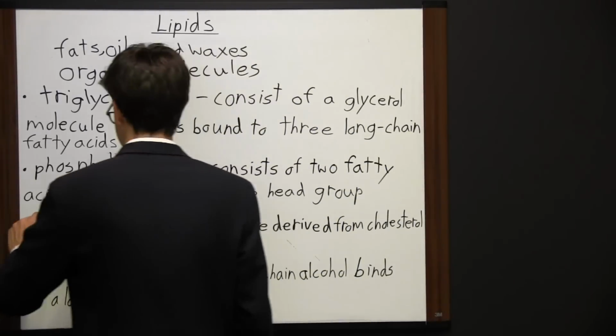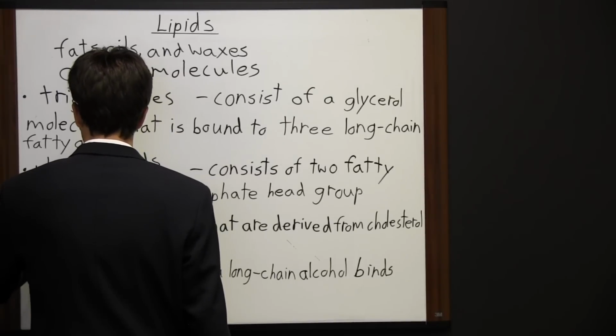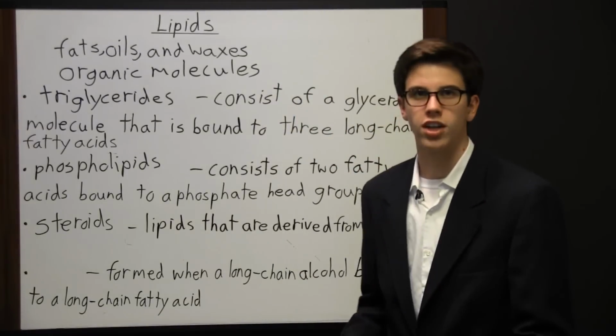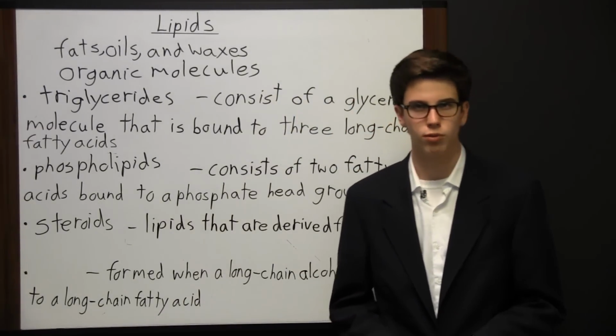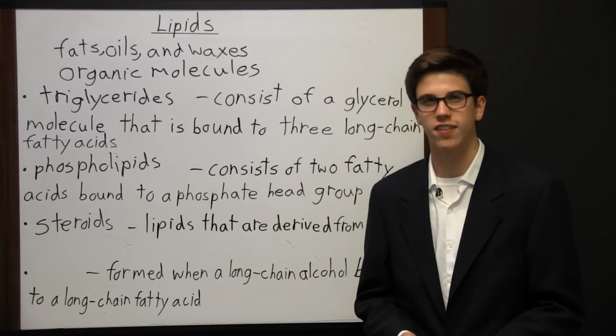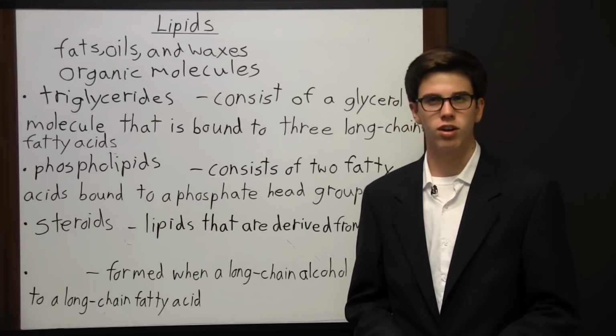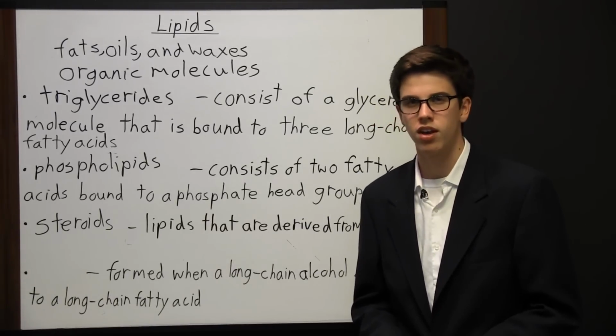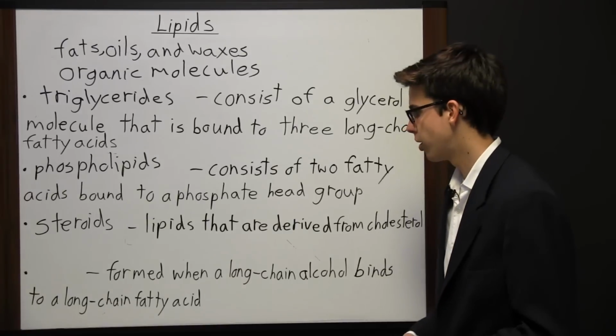A third group is steroids, which are lipids that are derived from cholesterol. Steroids have a four-ring structure with a hydroxyl group at one end and a short carbon chain at the opposite end. Cholesterol is also found in cell membranes and circulates in the blood. Another type of steroids are hormones.